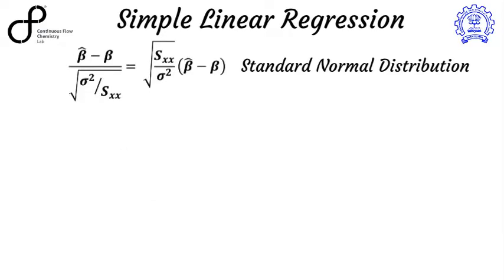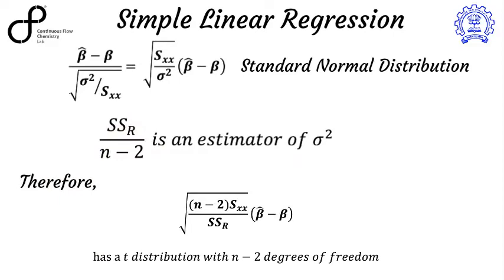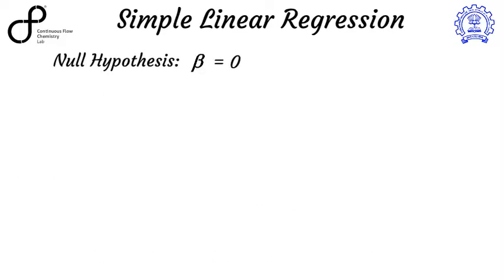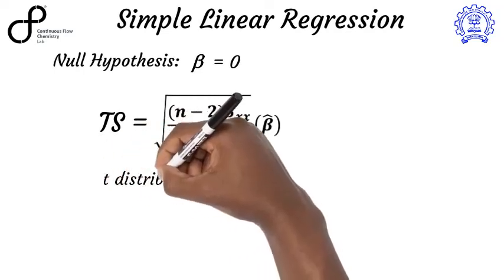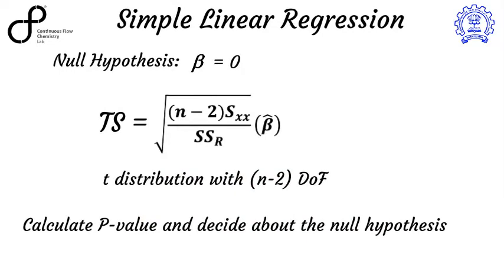We also know that the sum of the square of the residuals divided by n-2 is an estimator of sigma square. Therefore, this will have a t-distribution with n-2 degrees of freedom. Therefore, the test statistic for our null hypothesis will be as shown here. It will be a t-distribution with n-2 degrees of freedom. Now, we can easily carry out the hypothesis testing for a given significance level using sample data and take the appropriate decision about the null hypothesis.